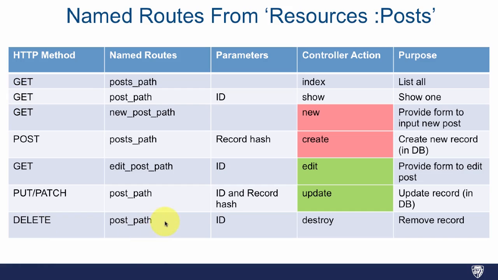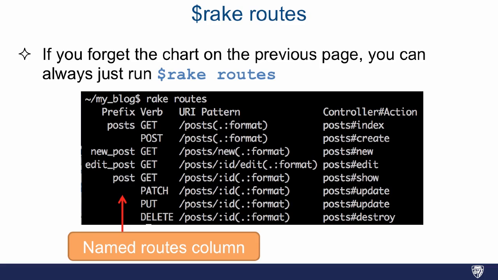So even though the actual URL is the same, because the verb is different, Rails knows to direct it to a different action. One is going to be a show, one is going to be a destroy, and if it's an update, it's going to be an edit. If you forget the chart on the previous page, you can always, anytime, just run rake routes, and you'll know the exact routes that are being mapped in your application.